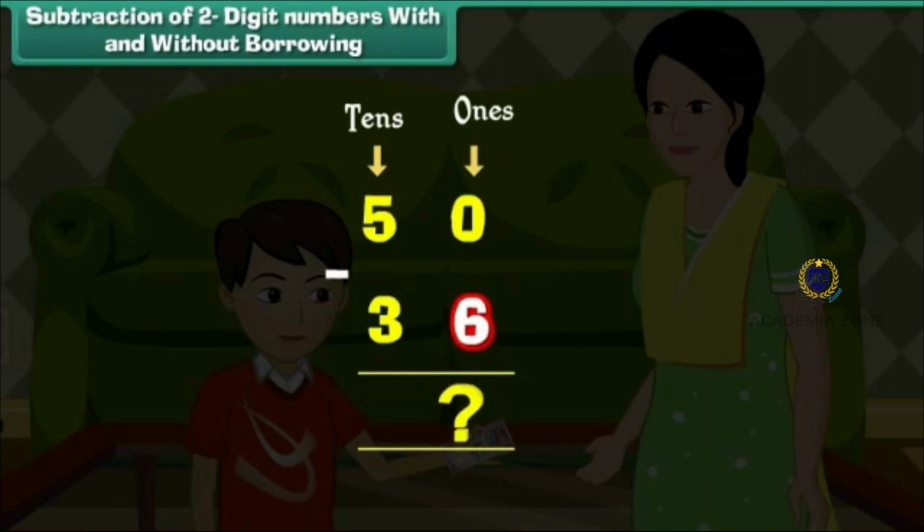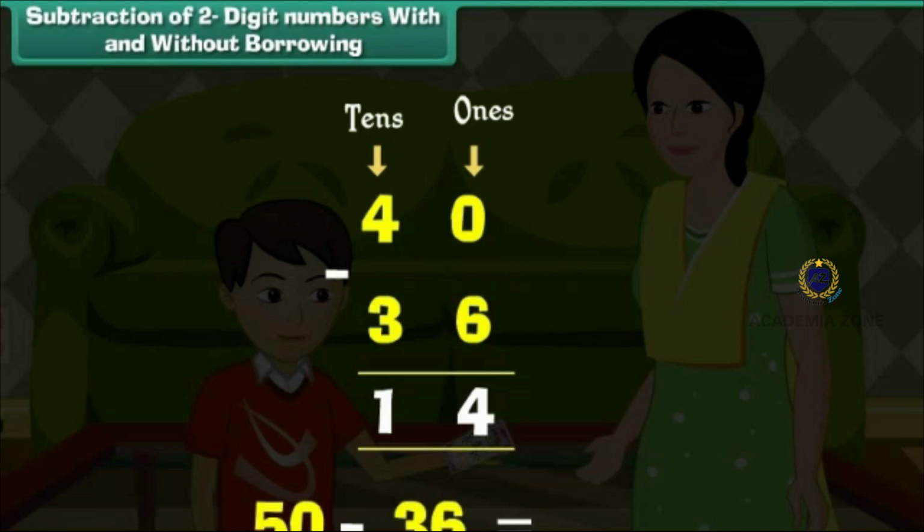0 is less than 6. It borrows 1 from 5 and becomes 10. 10 minus 6 is equal to 4. 5 has lent 1. So it becomes 4. 4 minus 3 is equal to 1. 50 minus 36 is equal to 14. Anuj has 14 rupees left with him.